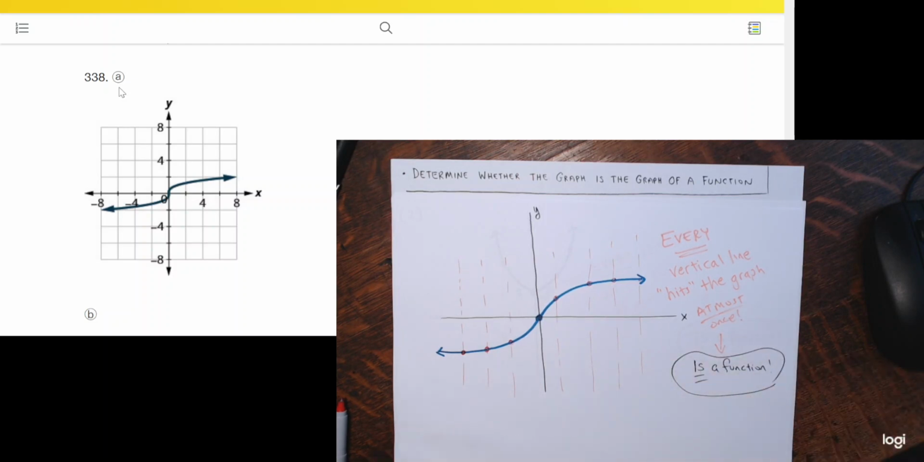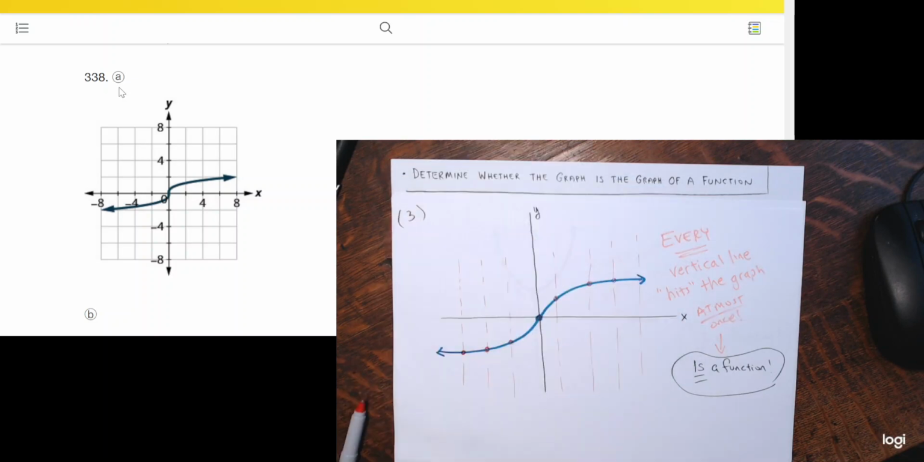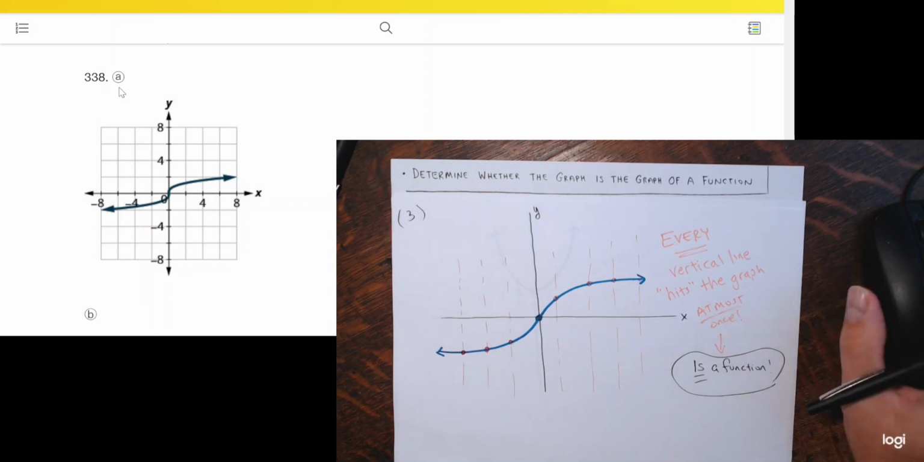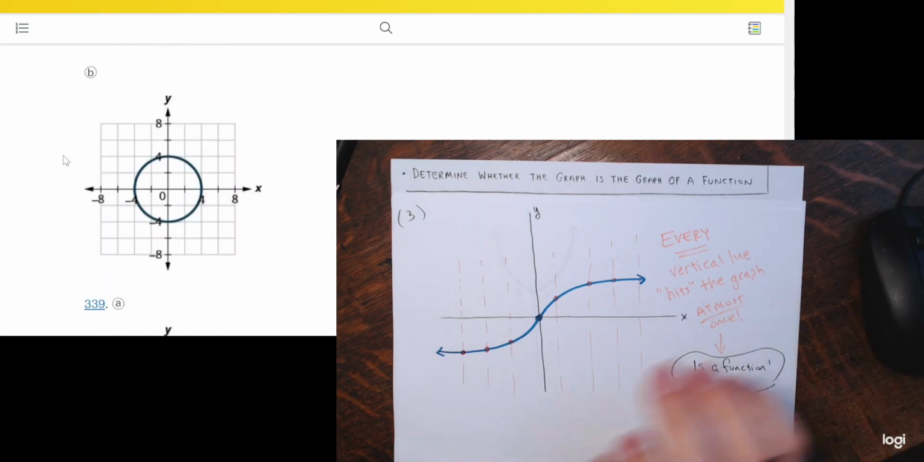Okay. And to show that a graph of a relation is not a function, you only need to find one vertical line. Sorry, this was example 3. You only need to find one vertical line that hits it more than once. That's it. Just one. Okay, example 4, number 338, part B.